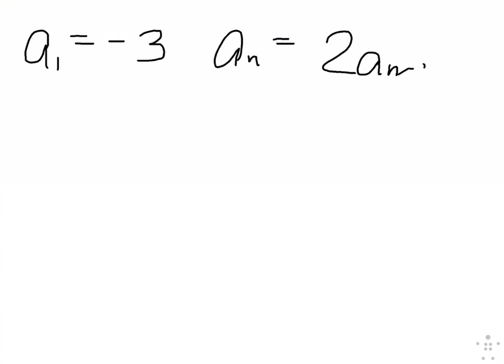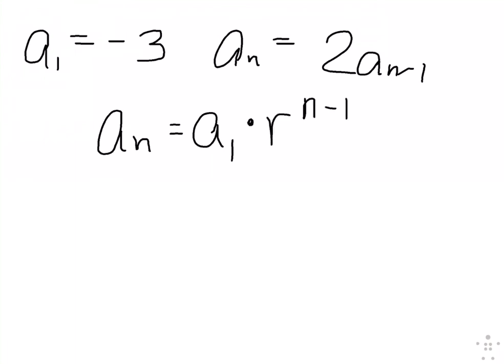17. A1 negative 3. A sub n equals 2a sub n minus 1. Is this arithmetic or geometric? How'd you know? Because you're multiplying. The geometric explicit formula is a1 times r to the n minus 1. I think we've written that up there like 3 times already today.